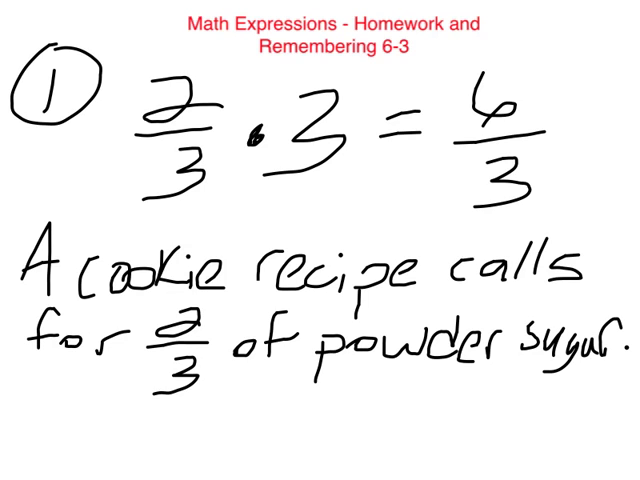Alright, so let's say we used our 2/3. How can we use this number 3? We need to times 2/3 times 3, or think of this as 2/3 of, because when we see that multiplication sign, we think of the word of. 2/3 of 3, that may help you too when you write your problem. But a cookie recipe calls for 2/3 of powdered sugar.